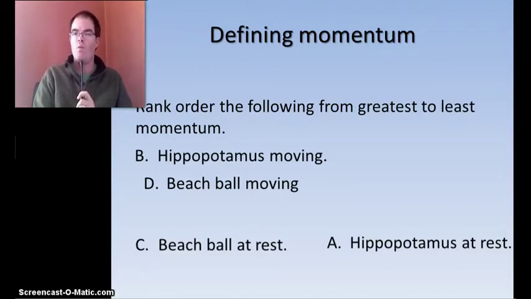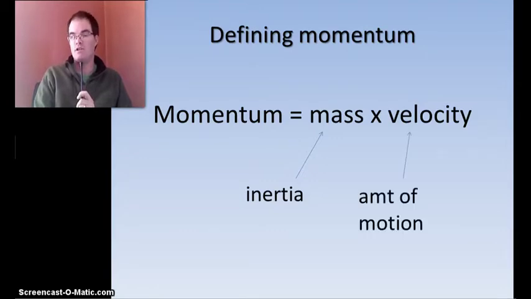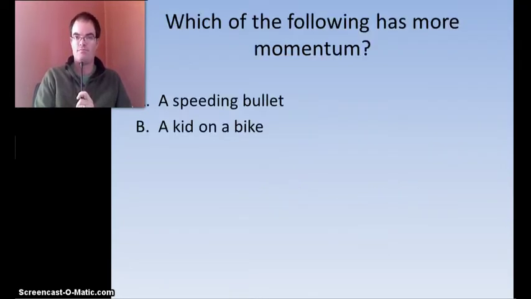So, what is momentum? Momentum is mass times velocity, and with the mass, we're measuring its inertia. And the velocity measures an amount of motion. So momentum really is a measure of the quantity of motion an object has.